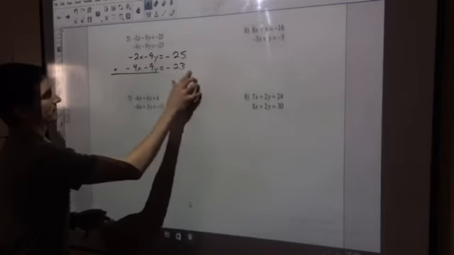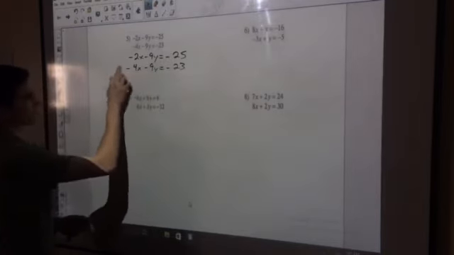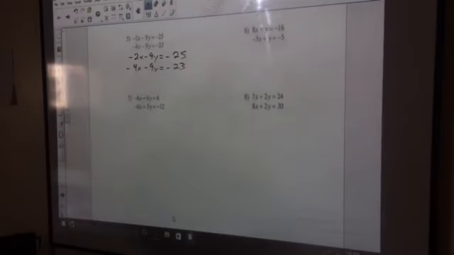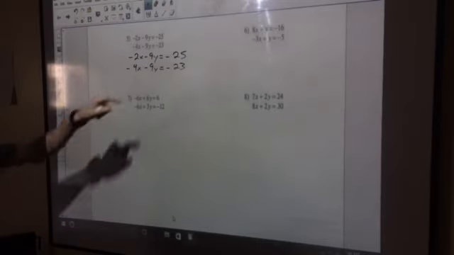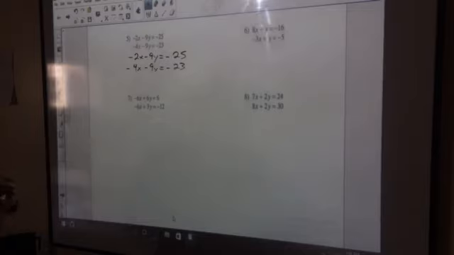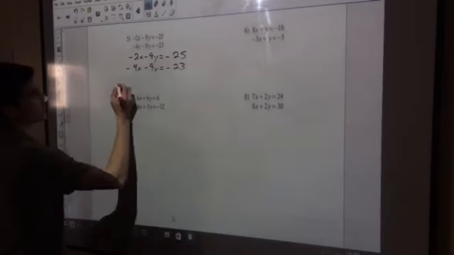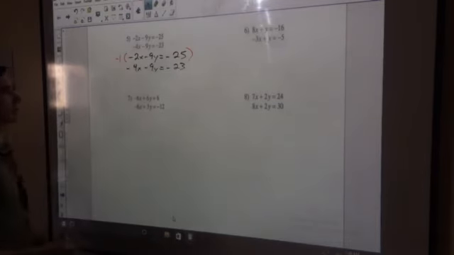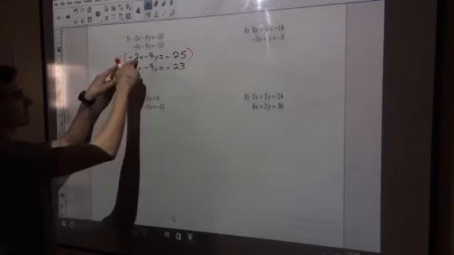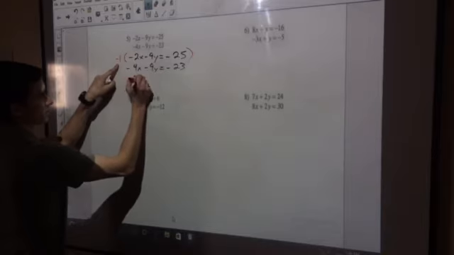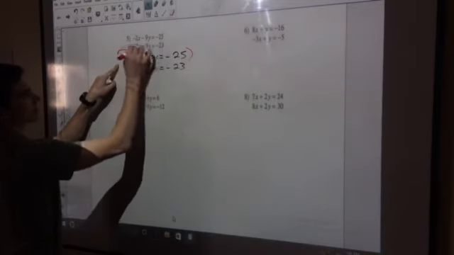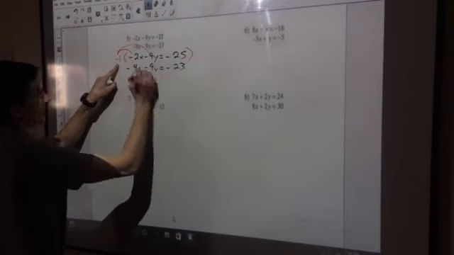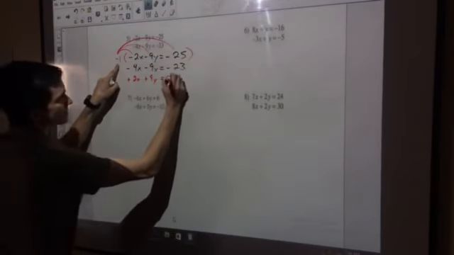I want to first look at this and see which of my variables I want to cancel, the x's or the y's. And ultimately it doesn't matter, but typically it's easier to cancel one versus the other. Like for example, you have a negative 9y and a negative 9y. When I look at those, I see them as very, very similar. So if I could take my top equation, and this is where you have to multiply sometimes, or slightly change your equation, multiply the entire top equation by negative 1. The reason I'm doing that is negative 1 times negative 2 is positive 2x, negative 1 times negative 9 is positive 9y. Negative 1 times negative 25 is positive 25.